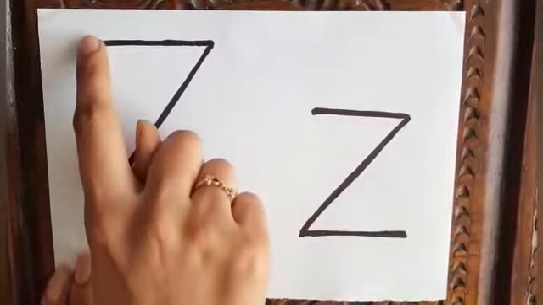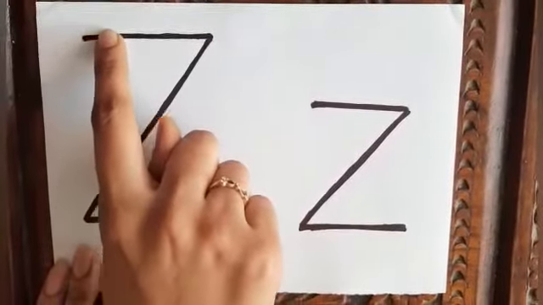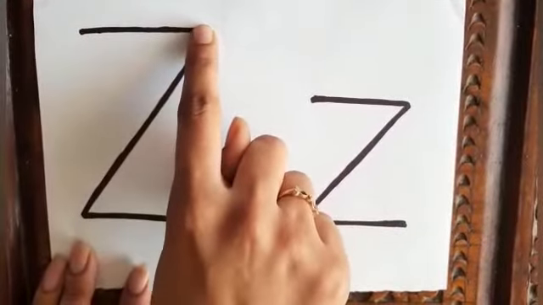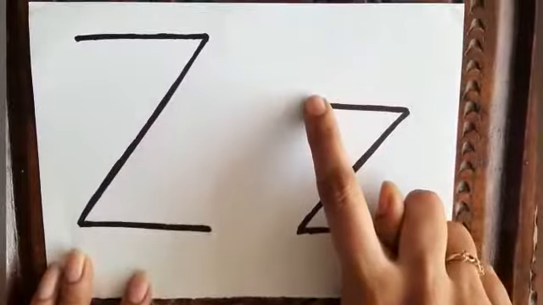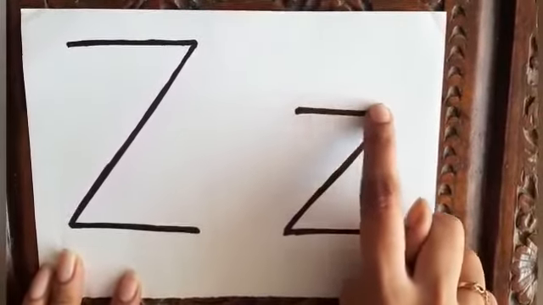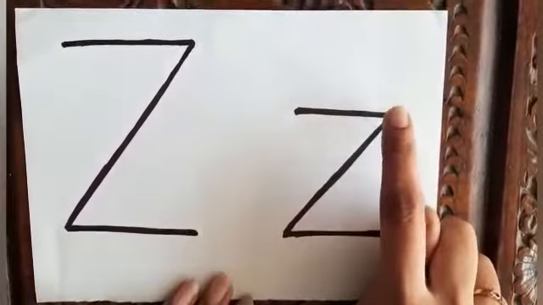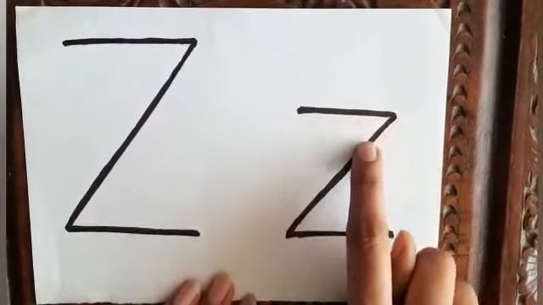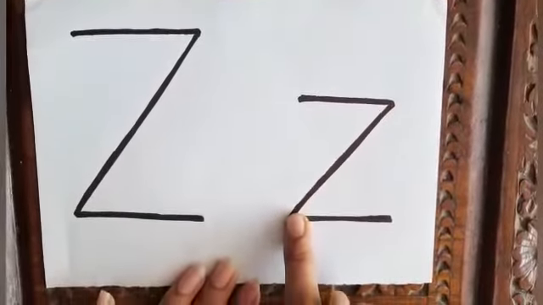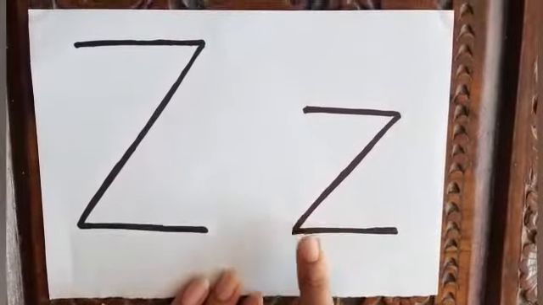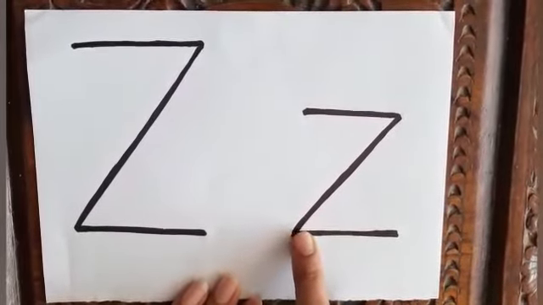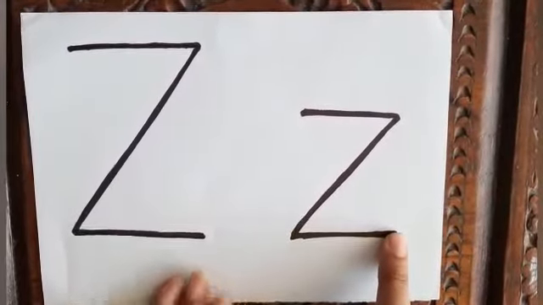We'll start it with capital letter Z. Run your fingers from here. Start, stop. Again, start from here. Slipping line, start, stop. Slanting line now. Start, stop. And again start for the slipping line. Start and stop. So this way our letter Z is written.